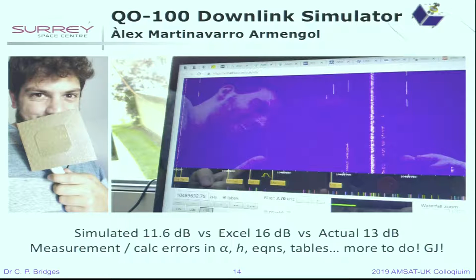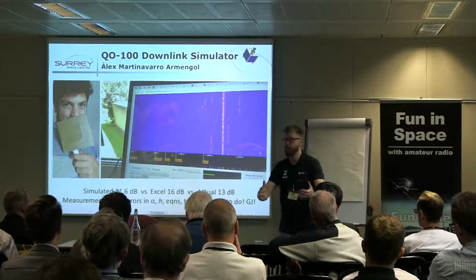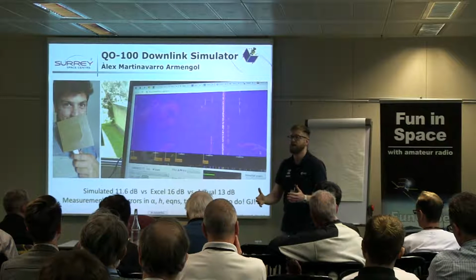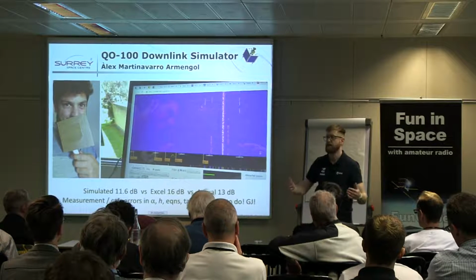What's really good is when we actually measure things, we know what a simulated beacon needs to look like, 11.6 dB, versus the Excel sheet, which actually says 16 dB. It's quite a bit of a difference already. And then what we actually got was 13. So there is still some error involved, either in the measurement, or in our alpha or H values, the equations or the tables. There's more to do here, but for an MSc student to go from actual equations to putting them into a system that they can try things out with and compare with real measurements is just a wonderful thing to do.